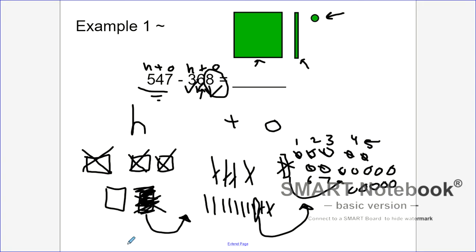I take a look at what is still here, what is not crossed out. So I won't be counting these X's or the squiggles. I'll just be counting the things that have no marks on them. I see that I have 100 left. I have 1, 2, 3, 4, 5, 6, 7 tens. And I've got 1, 2, 3, 4, 5, 6, 7, 8, 9 ones left. So my final answer would be 179.